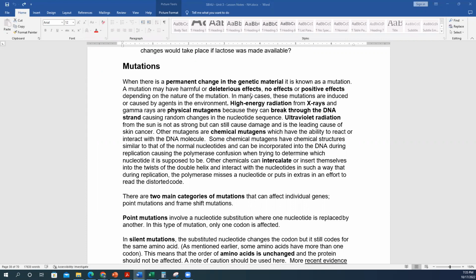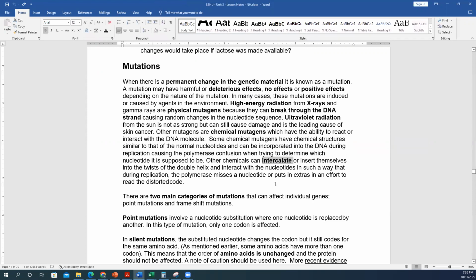And yet there's other chemicals which can intercalate, which means they can insert themselves in between the bases of the double helix, and interact with those nucleotides in a way that during replication, polymerases may miss a nucleotide or put in extra nucleotides as they're trying to read this distorted code. So there's plenty of things that can happen to bring along mutations into the DNA.